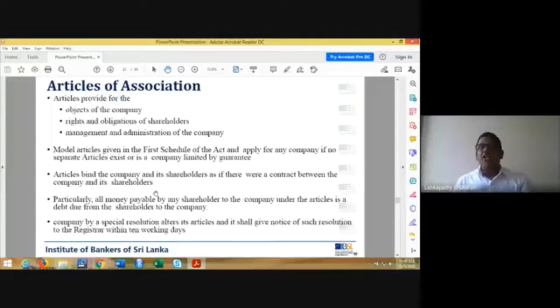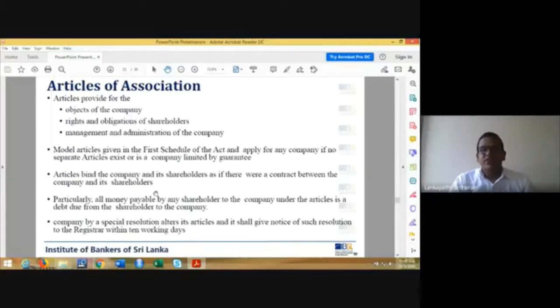Next, we will move into the article of association. I think I have already mentioned some matters related to the article of association. The article provides for the objective of the company. This we have already discussed. I think in each and every article of association, they have to mention what is the objective of the company and the rights and obligation of the shareholders, management and administration of the company. Those things have to be mentioned in the article of association.